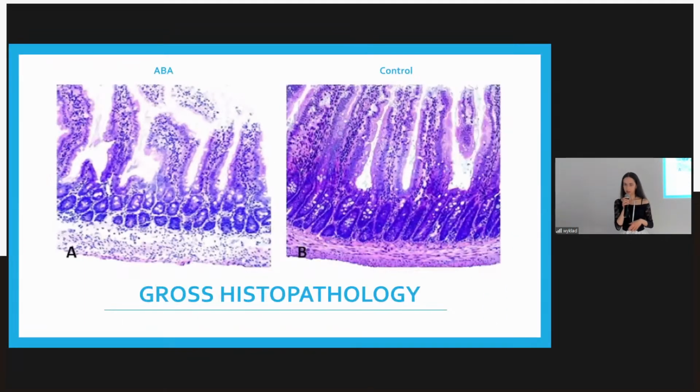Next, we have the routine hematoxylin eosin staining, and it shows that in the ABA group, we have the decreased thickness of mucosa and the intestinal wall, as well as worse organization in all of its layers of the intestinal wall.